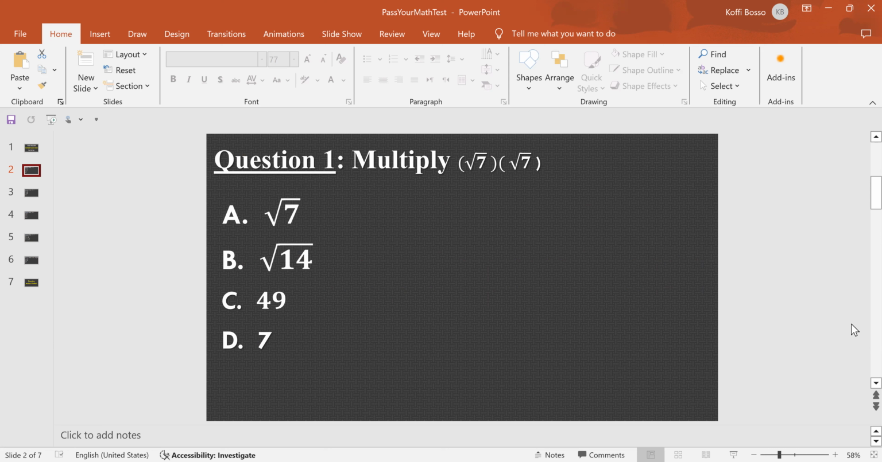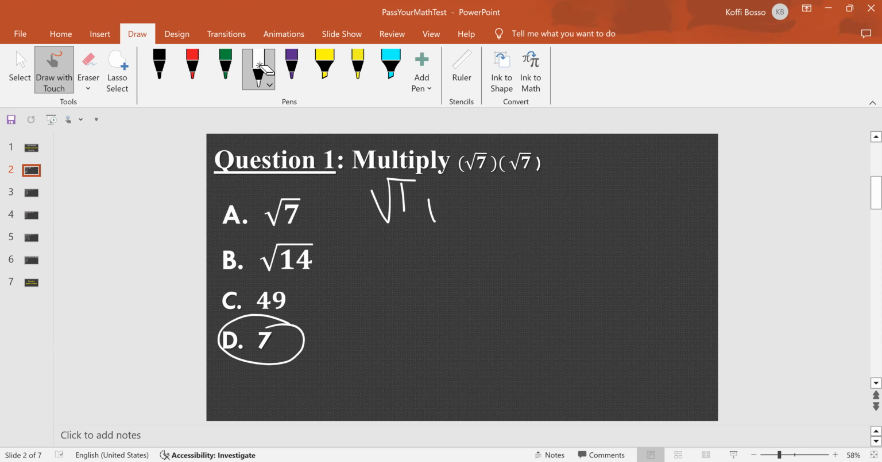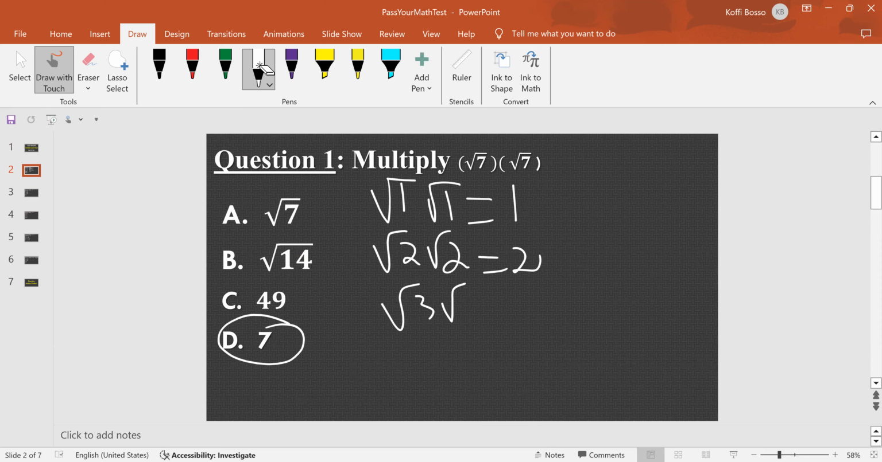The correct choice here is D. So every time you see square root of a number multiplied by square root of the same number, that gives you that same number without the square root. For example, square root of 1 multiplied by square root of 1 is 1. Square root of 2 multiplied by square root of 2 is 2. Square root of 3 multiplied by square root of 3 is 3.